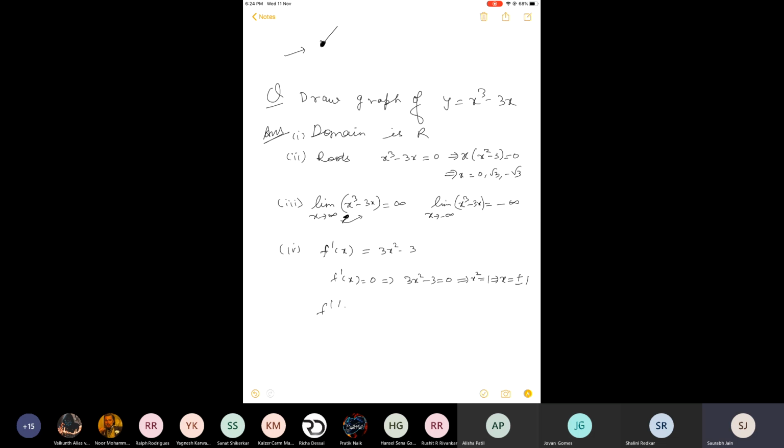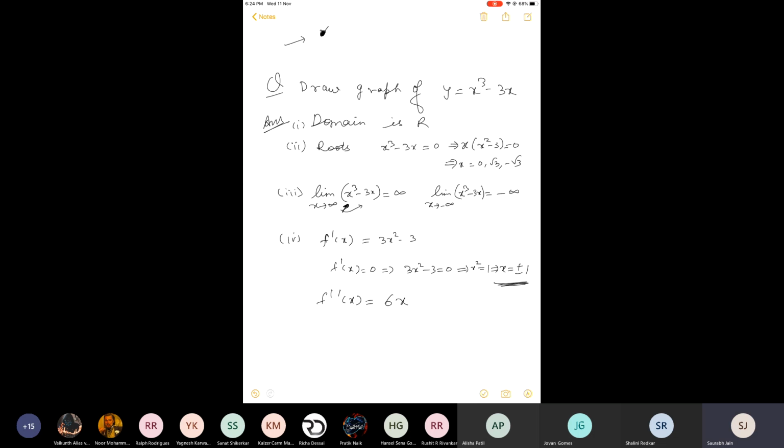For that, let us find the second derivative. f double dash x is 6x. So you are getting these two values. Either they will give you maxima minima or point of inflection, and in this case they are giving maxima minima and no point of inflection. f double dash 1 is 6, which is positive. At x equal to 1, minima occurs. Second derivative test: f double dash minus 1 is minus 6, a negative value. At x equal to minus 1, maxima occurs. What type of maxima minima? Local maxima minima.